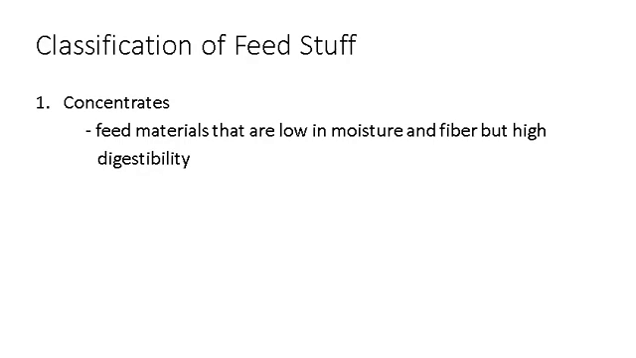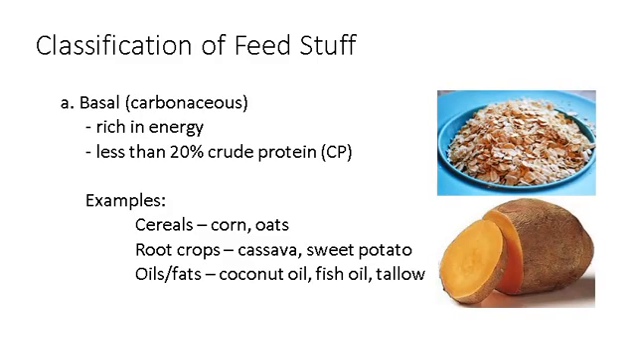First is the concentrates. So by definition, it is feed material that is low in moisture and fiber but high in digestibility. For example, like mga corn bran, rice bran. I don't know if you're familiar with that. If you go to aggregate stores, there are lots of concentrates that are being sold.